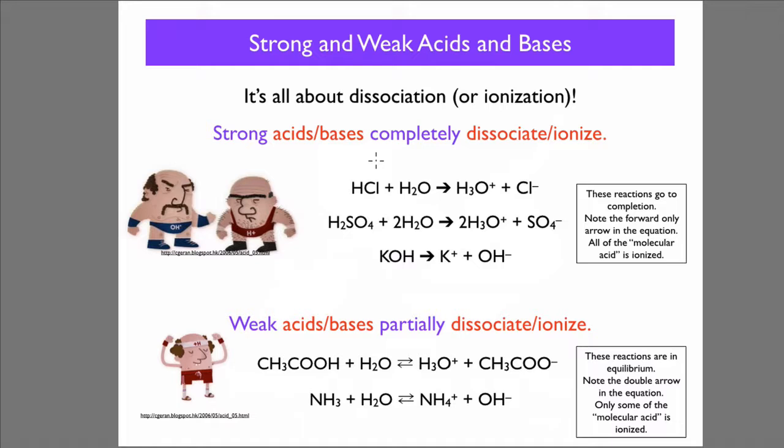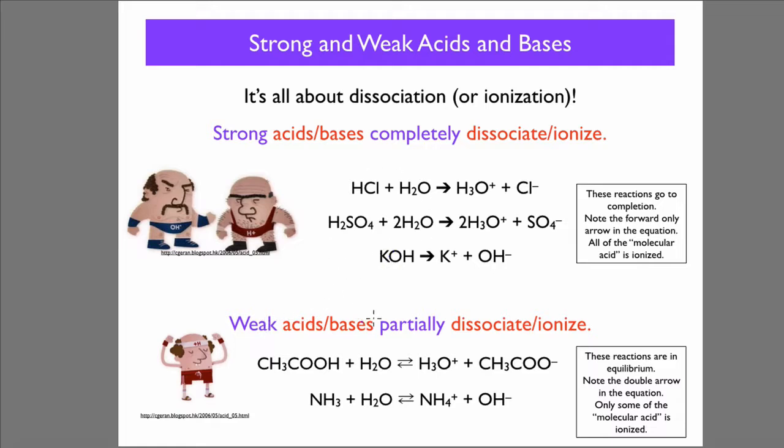And you can see here that hydrochloric acid or sulfuric acid, when reacting with water, we're using a single arrow, to make the hydronium ion and the chloride ion, or the hydronium ion and the sulfate ion. These reactions go to completion. The forward arrow is used. These molecules are fully dissociating into ions in solution. So these ions are present in solution and these molecules are not.